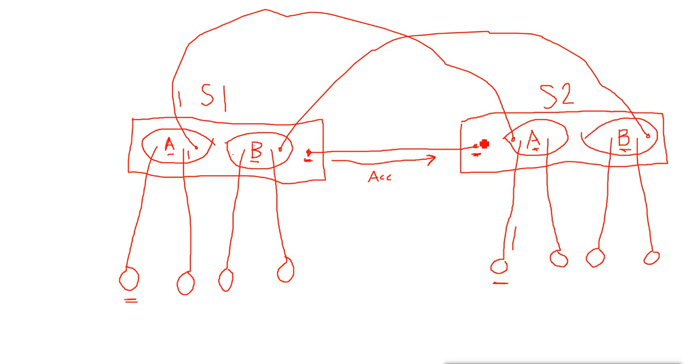Just like here, these ports are members of VLAN 1, so they will only send and receive data from VLAN 1 to VLAN 1. They will not send data from VLAN 1 to VLAN A or VLAN B.